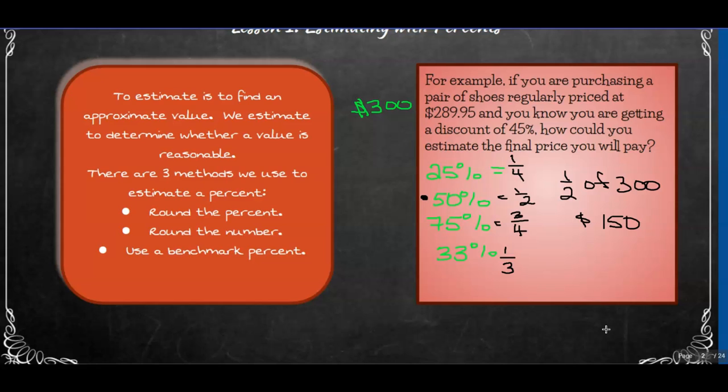But remember, this is the amount that they're taking off of the price. If you did calculate 45% of the $289.95, you would need to subtract it from the $289.95. So we would subtract $150 from the $300, and we would pay about $150, maybe a little bit over that, because the 50% that we took off is greater than the 45, but we also rounded up. So that would be a good estimate of what we would be paying for those shoes if we bought them at the 45% discount.